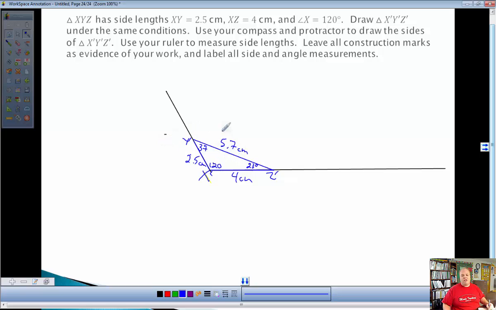I don't care which method you use. You could use the method that we talked about on the last one where we did all the circle business, or you could just measure this out. I really have no preference as long as you can draw the triangles in the particular conditions that are given.